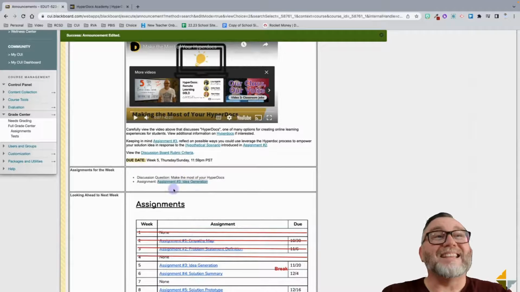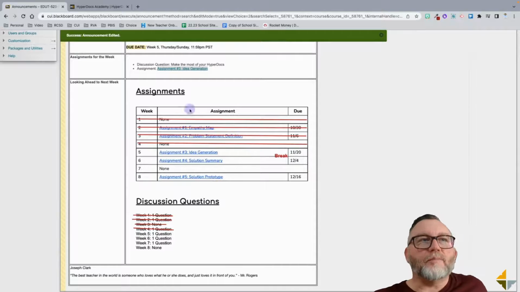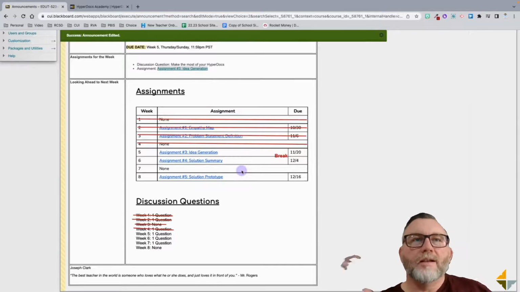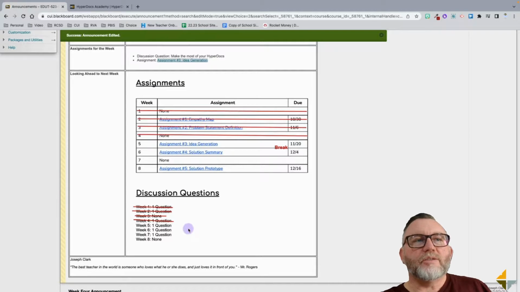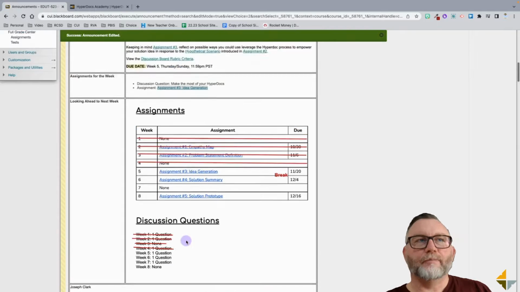So assignments for the week is that discussion question, and assignment 3, which came out last week, it is due at the end of week 5. So looking ahead, I went ahead and did an image capture of the assignment doc just to kind of go through. Assignment 3 is due at the end of this week. Then we have a break. Week 6 starts at 12/4. You have assignment 4 and assignment 5. So that's kind of what's coming up in the next few weeks, just so I know between Thanksgiving and Christmas can get busy. And then for your discussion questions, week 5, 6, and 7 each have one question. Week 8 does not have a question.